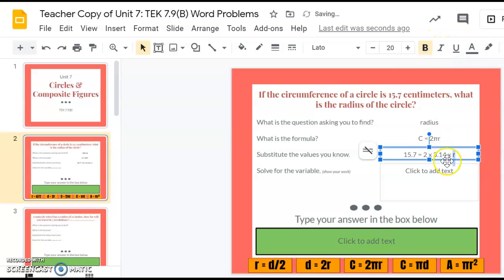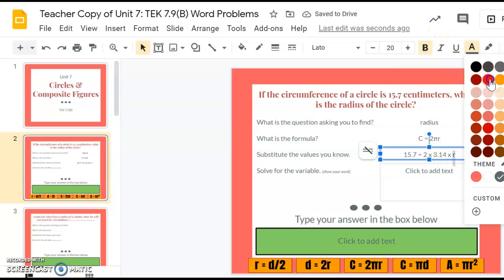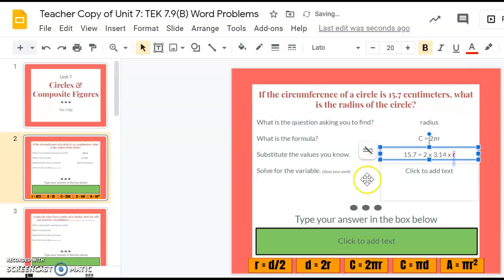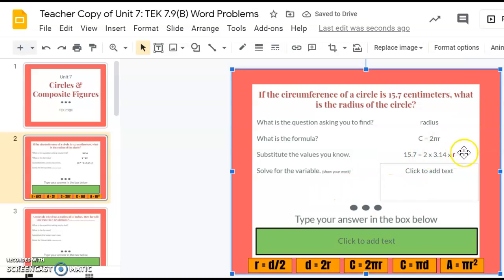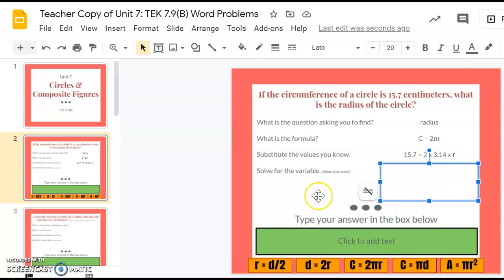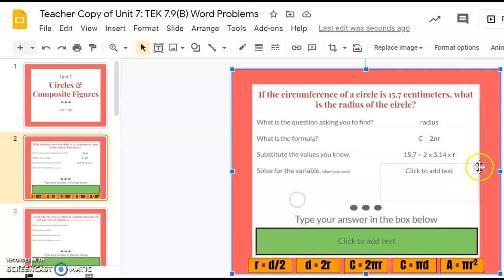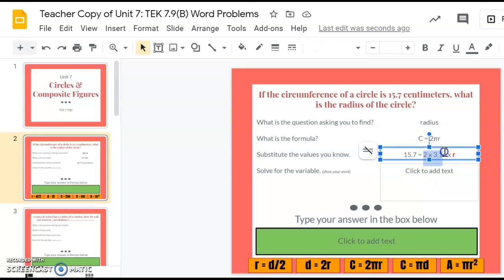I'm going to bold that and actually make it red so you understand what it is I am trying to find in this. I'm not trying to find the c because I have that. That's my circumference. I'm trying to find r. So at this point, I'm going to solve for my variable. The first thing I'm going to do is combine like terms. I'm going to combine my 2 times 3.14.